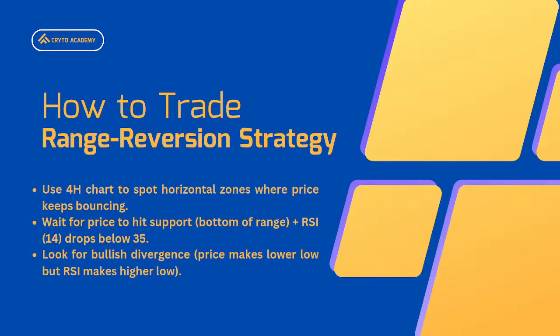First of all, you need to use the 4-hour chart to spot a horizontal zone where price keeps bouncing. Also wait for price to hit support, the bottom of the range, and RSI 14 to drop below 35. I'll take you through how to use RSI, as well as how to use Bollinger Band, because for this strategy we are referring to Bollinger Band to give us a range. You'll get to know how Bollinger Band looks in the practical part.